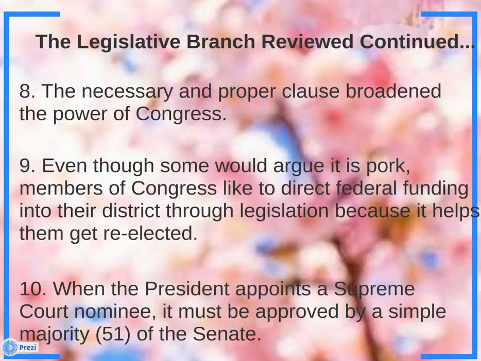When the President appoints a Supreme Court nominee, it must be approved by a simple majority of the Senate, so just 51 senators. It does not take a supermajority.